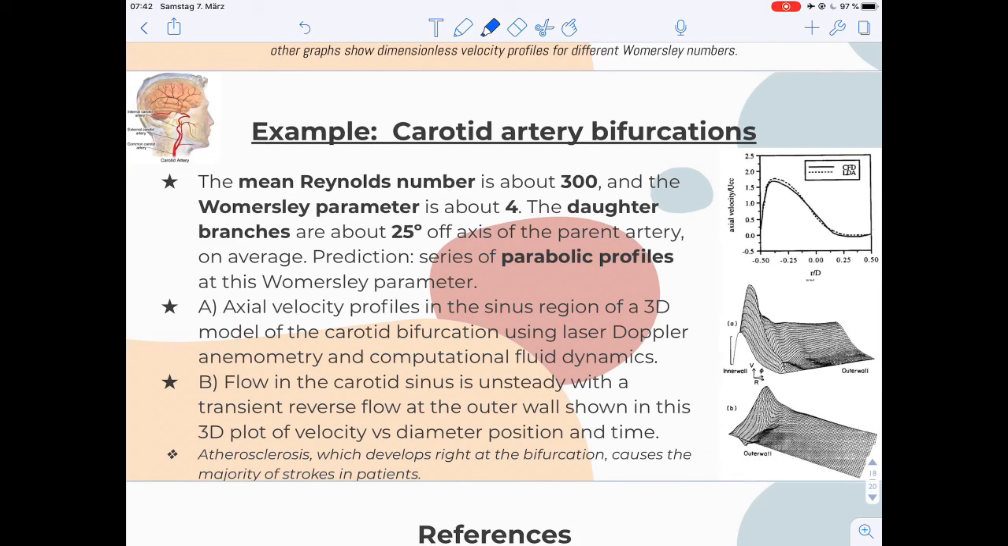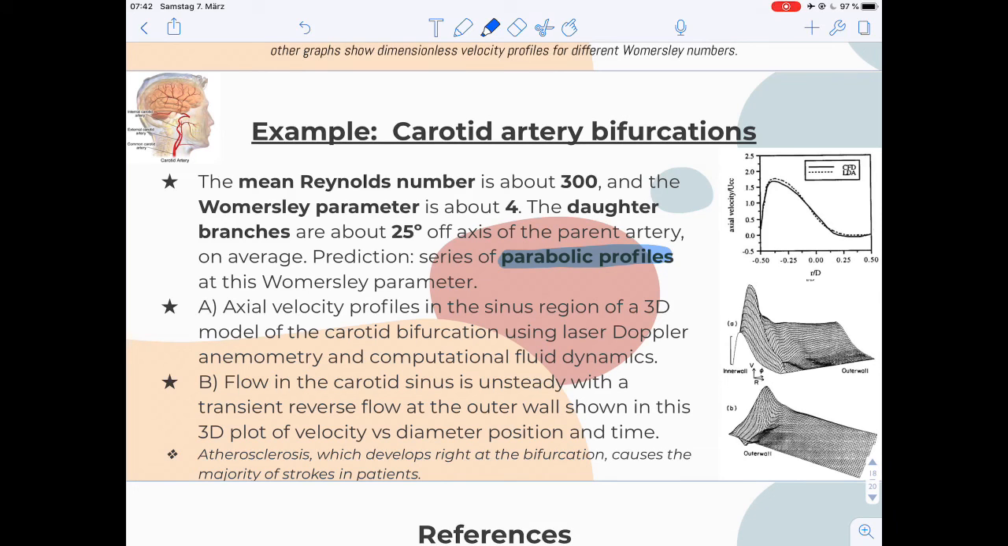Lastly, we're going to give this example of the carotid artery bifurcation. This artery has a mean Reynolds number of 300 with a Womersley parameter of 4, and the branches are about 25 degrees off the axis of the parent artery. So basically, with this Womersley parameter, we can predict that there's going to be a parabolic profile.